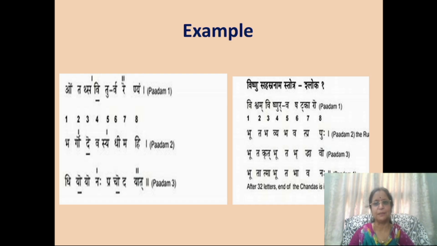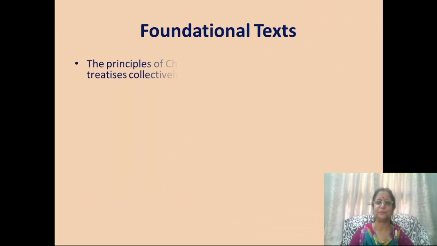This is from the Vishnu Sahasranama Stotra, Shloka 1. Vishvam Vishnur Vashatkaro Bhuta Bhavya Bhavat Prabhu, Bhuta Krut Bhuta Bhrid Bhavo Bhutatma Bhuta Bhavanah. After these 32 letters, the end of the Chandas is indicated by double lines. The single line is half division and the double line is the full division of the meter. And then this will be followed by the other 32 letters, and so on.